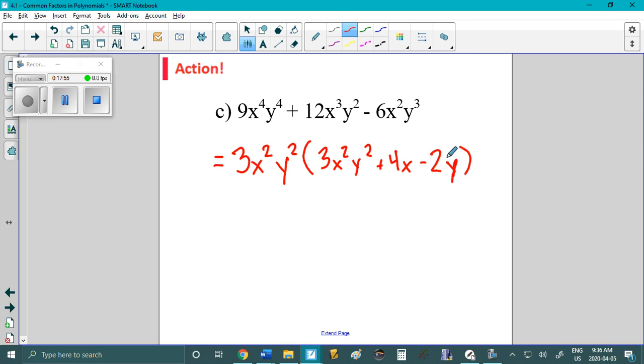And again, feel free to now expand this through and make sure it works. I'm pretty sure it does. Let me check. 9x^4y^4, yes. 12x^3y^2. Negative 6x^2y^3. Yep, it works.